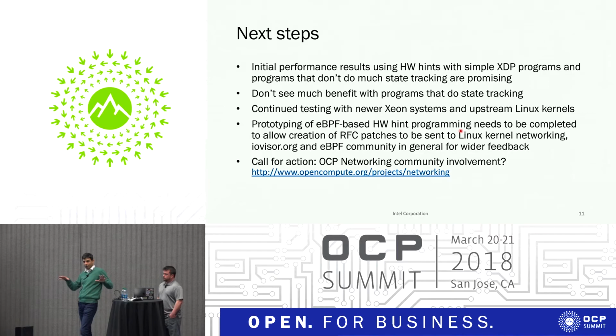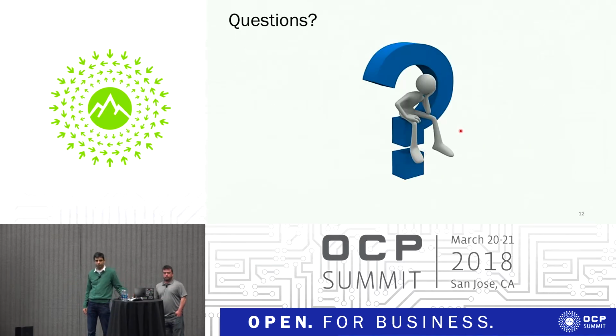This is our first time at the OCP, so one of the questions was, how does OCP come together with Linux providing data path acceleration, and how can we work together so that we can create a better use case scenario. So that's what we are working on. This is work in progress. Any questions?